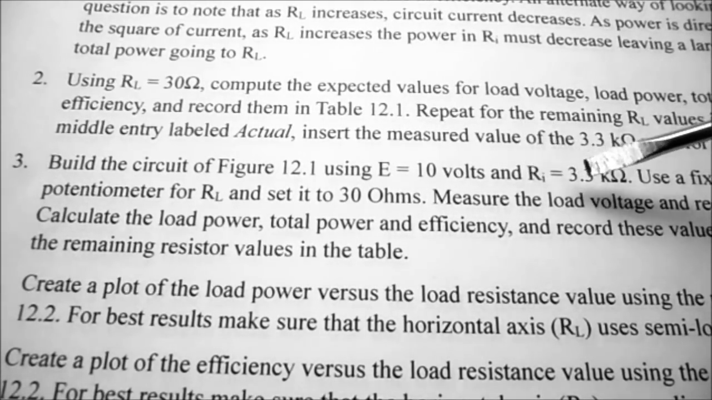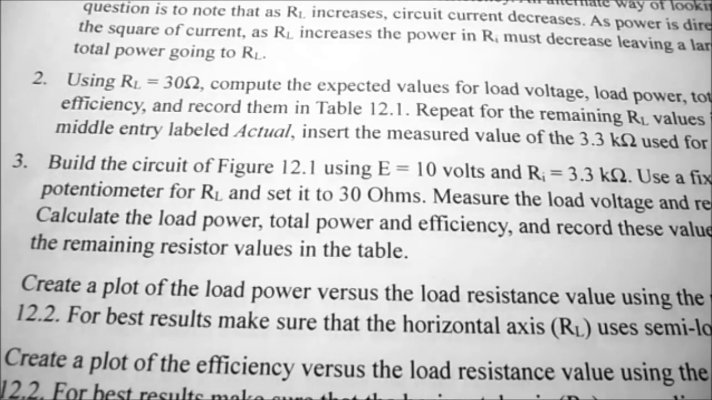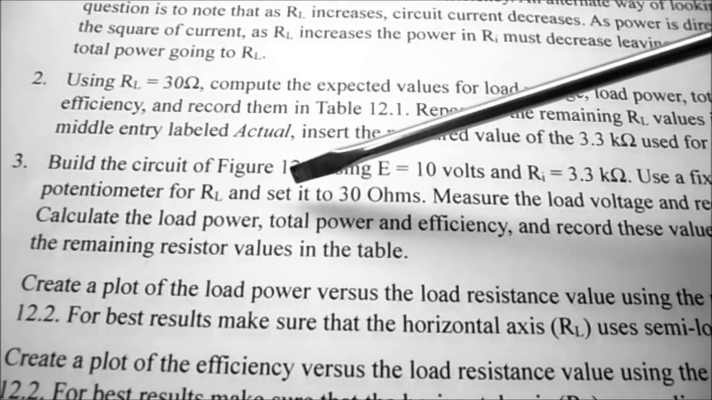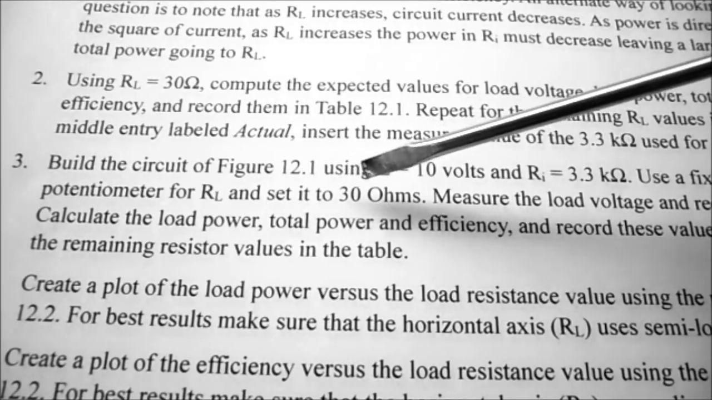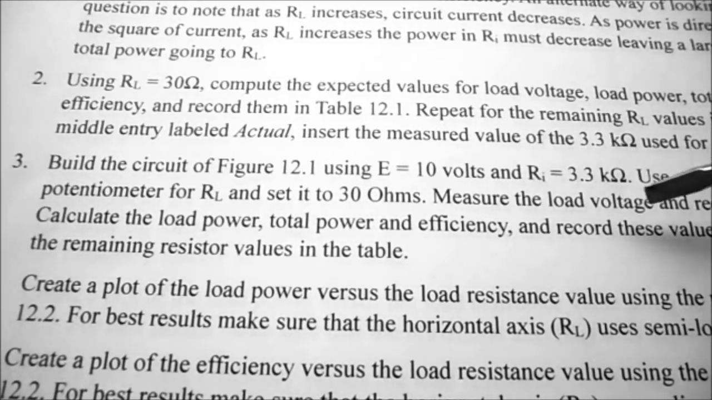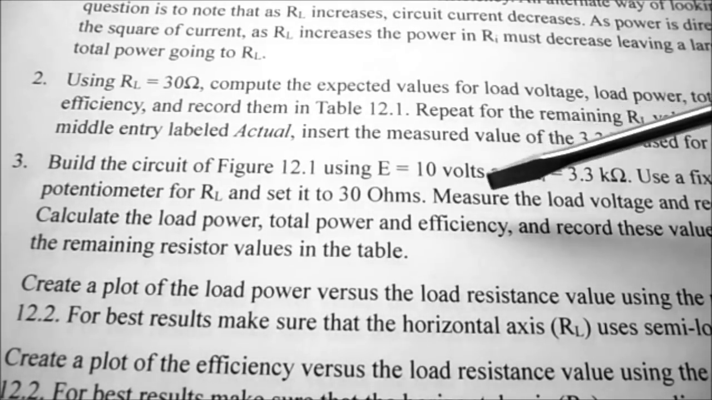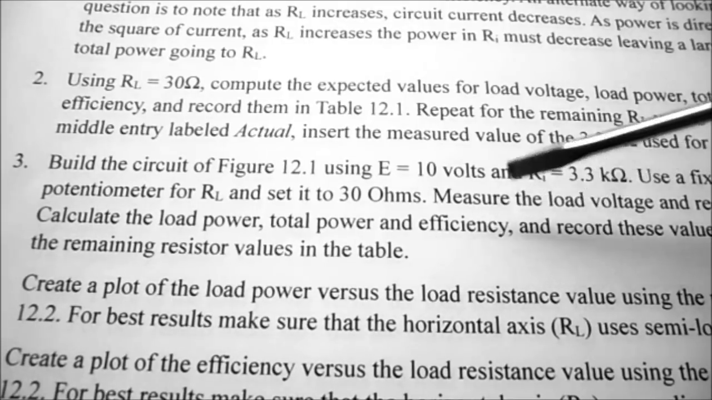It says to measure the load voltage and record it in table 12.2. Then we're to calculate the load power, total power, and efficiency, and record these in table 12.2. We're then to repeat for the remaining resistor values in the table.